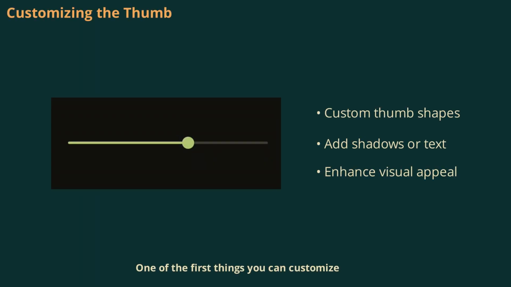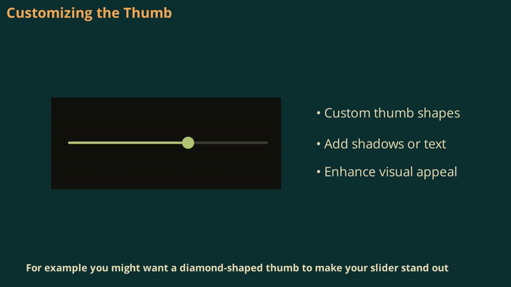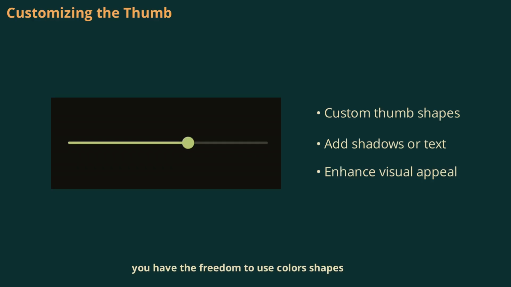One of the first things you can customize is the slider's thumb, the draggable part users interact with. By default, it's a circle, but you can replace it with any shape or even a composable. For example, you might want a diamond-shaped thumb to make your slider stand out. This is done by passing a custom composable to the thumb parameter. With Compose, you have the freedom to use colors, shapes, and even add shadows or text inside the thumb, making it both functional and visually appealing.